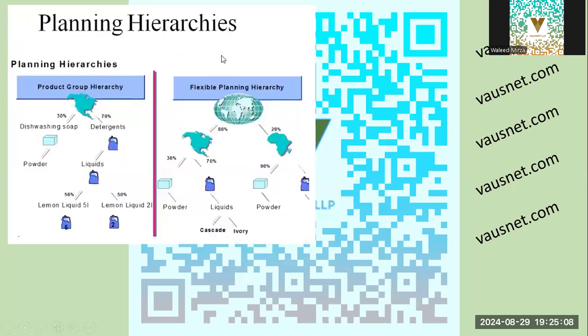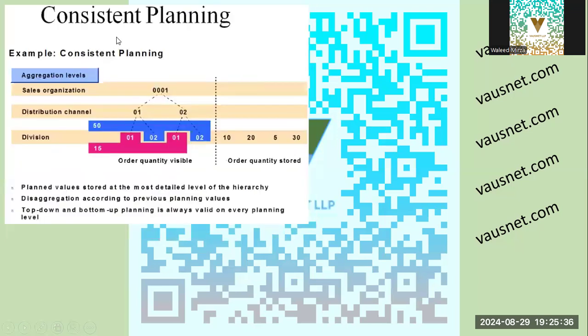Now, our hierarchies can be of different types, like product group. We can bundle up dishwashing and detergents together, and based on that, we will create our production and sales plan and quantities. Flexible planning and product group. We'll see product group will go by product group, and we have flexible planning as per the regions. And based on that, then we can create sales order plans.